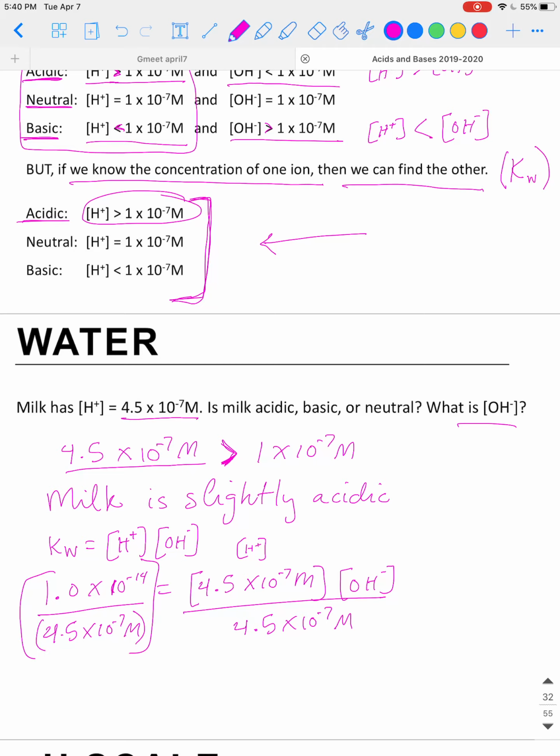But you'll do 1 times 10 to the minus 14 in your calculator, and then I would put this in its own parentheses in the denominator because you have exponents in both numbers. So be careful with that when you put it all into your calculator. But whatever this equals, that's the concentration of OH minus. It should be less than 1 times 10 to the minus 7. And that's the end of this question. So that's the end of these videos.